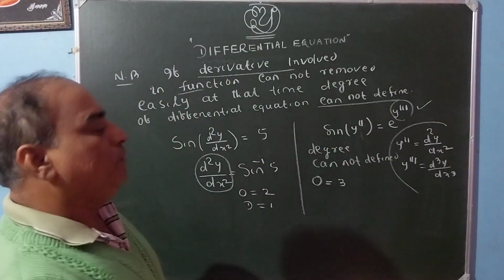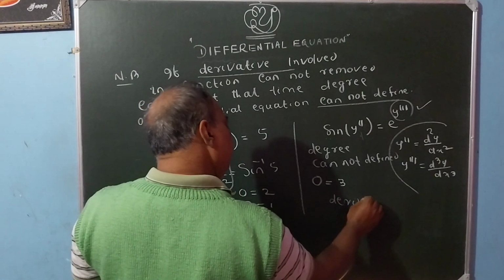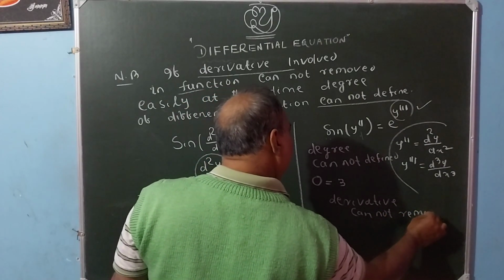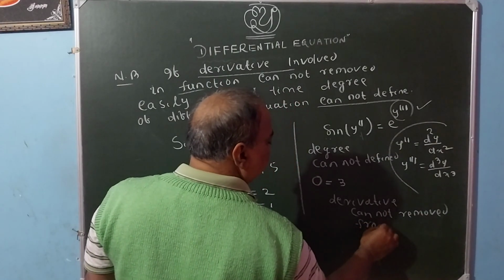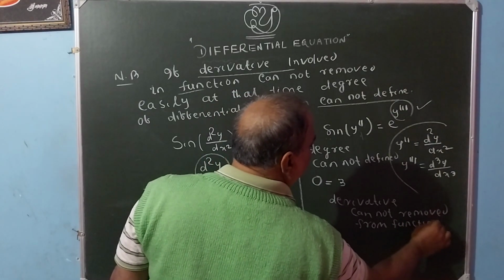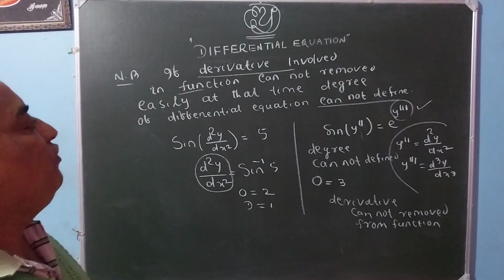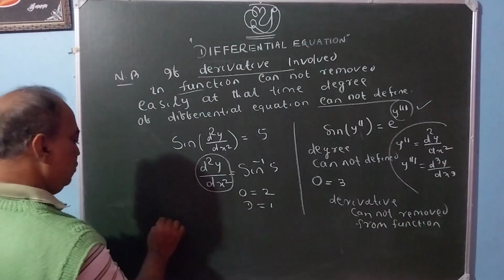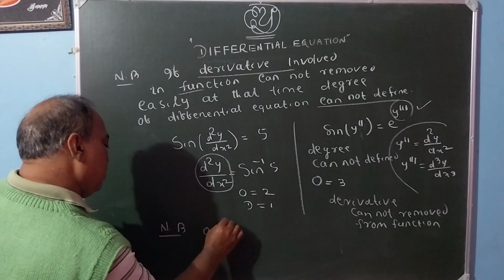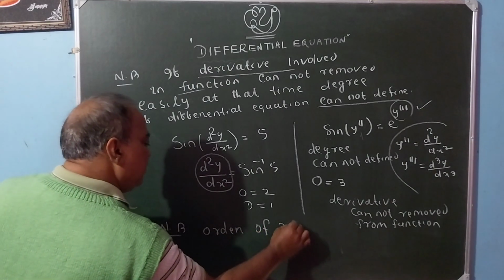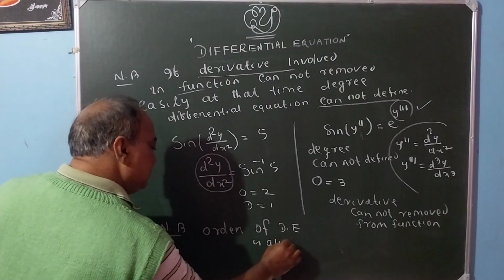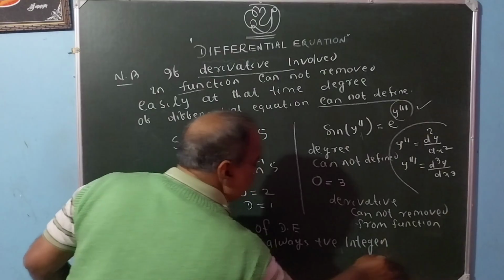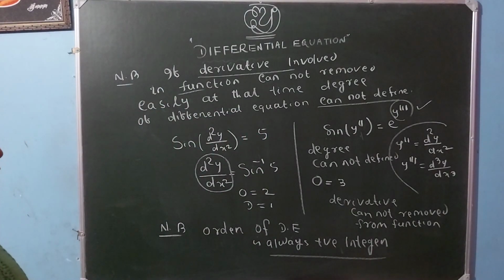The derivative cannot be removed from the function, so here the degree of the differential equation is not defined. Note: the order of a differential equation is always a positive integer.